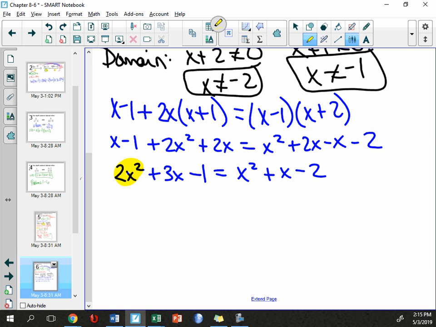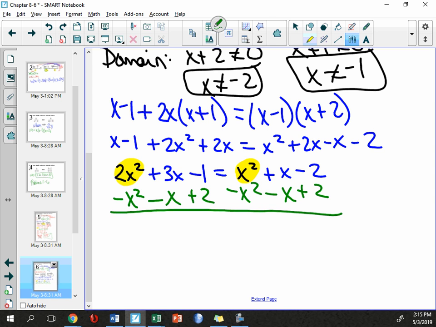Compare your x squareds. This is a 2x squared and this is a 1x squared. Which side should we take everything to? Why are we taking everything to the left side? Because the coefficient is larger and it's positive, correct? So I'm going to go ahead and subtract x squared from both sides, subtract x, and add 2. Now what? X squared plus 2x plus 1 is equal to 0.